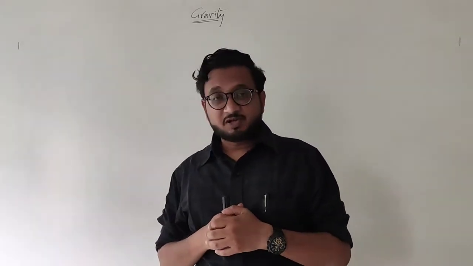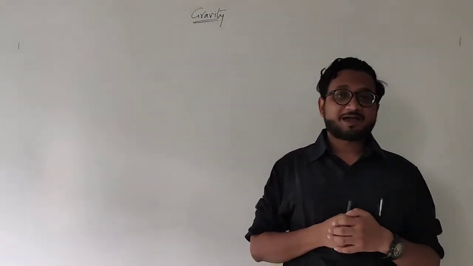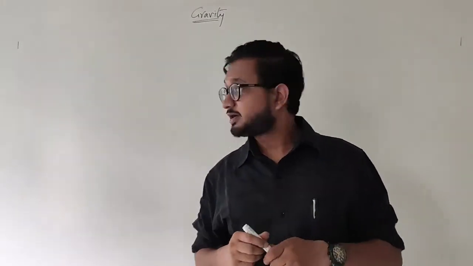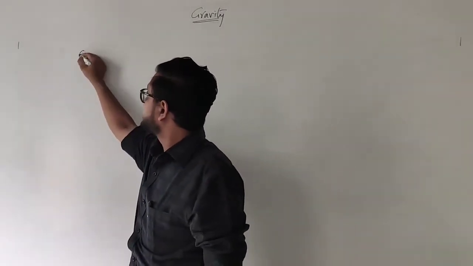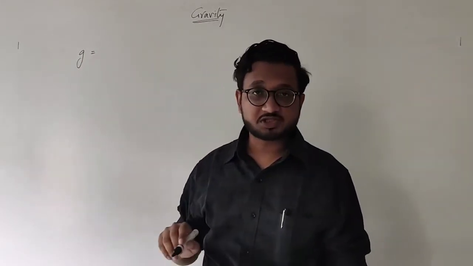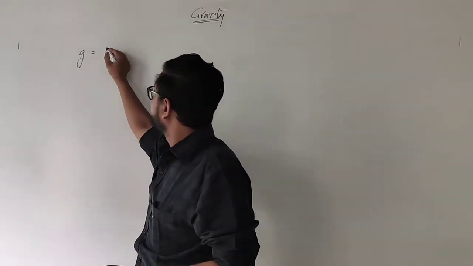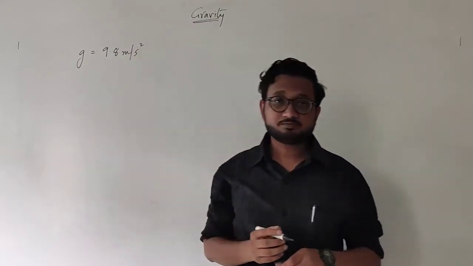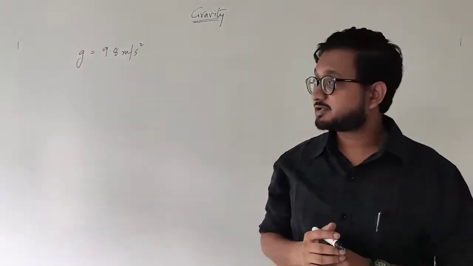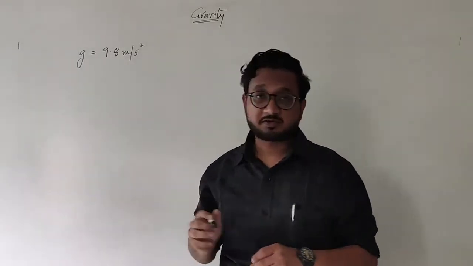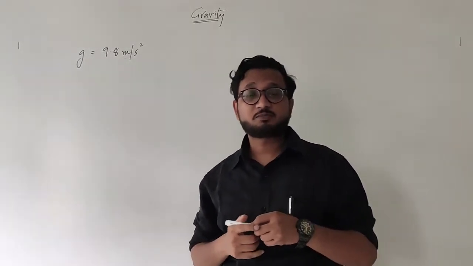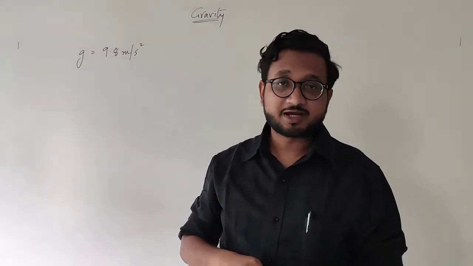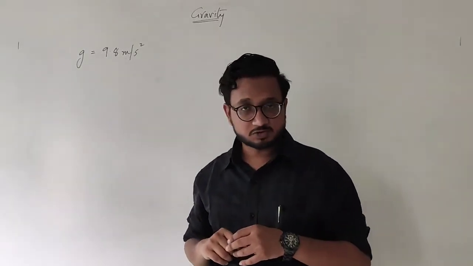In the previous video we studied acceleration due to gravity. We found that the acceleration due to gravity is given by the symbol g, and its value is 9.8 meters per second square. This is the unit of acceleration, and this acceleration is for an object which is free falling, that is, under the influence of gravitational force.